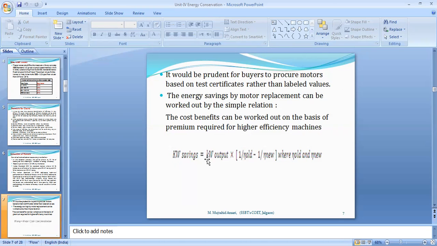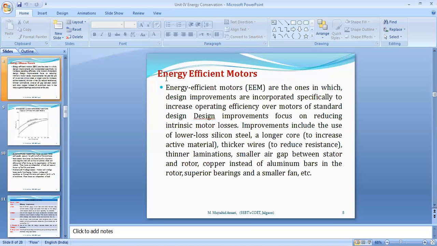So by this way, we are able to calculate the energy saving or the power saving under the replacement of old machines by new machines. For that, we have to calculate the efficiency of the old or existing machine and the efficiency of the new machine. So now, energy efficient motor, what is the energy efficient motor? What is the difference between the energy efficient motor and standard motors?